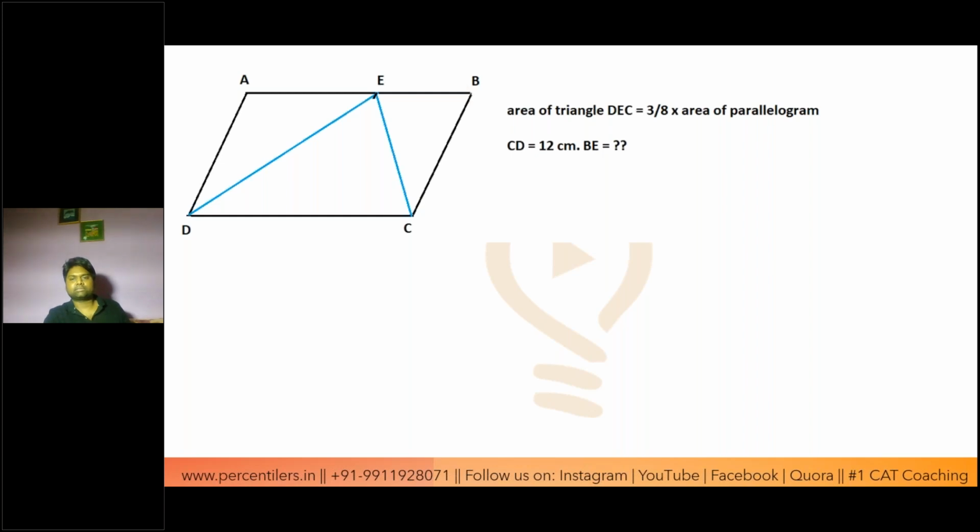Oh, sorry, guys. There is a misprint in this. It's not DEC. I'm really sorry. How is DEC possible? It's DEA. Triangle DEA. I will correct this and repaste.